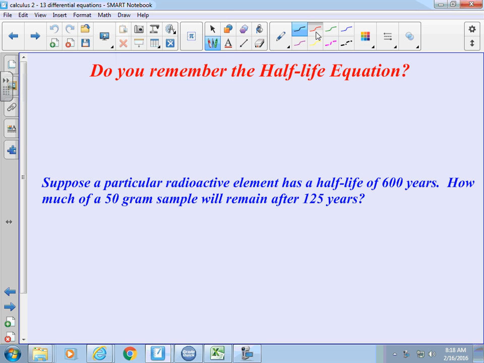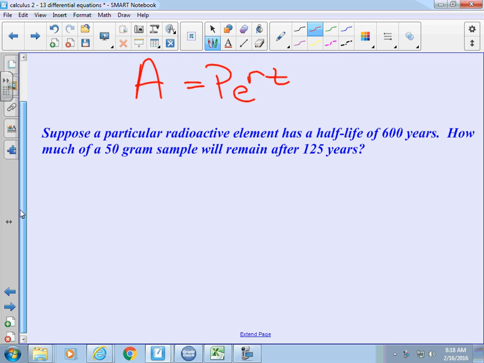Remember how to find a half-life, what equation you used, anything like that? Anyone? Kurt? Yes, no, maybe? Continuously compound interest. Yes.